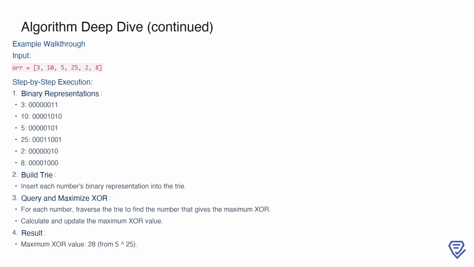Once the tree is built, we calculate the maximum XOR for each number. For example, when processing the number 5, binary 00000101, we traverse the tree to find the number that maximizes XOR with it. At each bit level, we try to take the opposite branch for the current bit, as this maximizes the XOR contribution at that position. If the opposite branch doesn't exist, we take the same branch. By repeating this process for all numbers, we find that the maximum XOR value is 28, which comes from XORing 5 and 25. This demonstrates how the tree simplifies the search for the optimal pair, avoiding the need to explicitly compare every pair in the array.